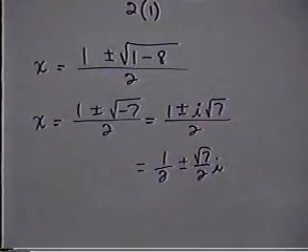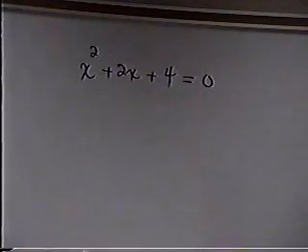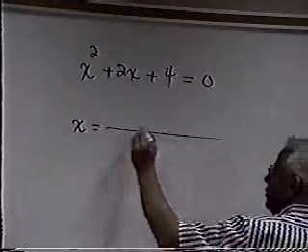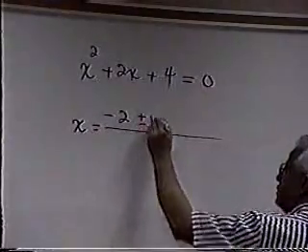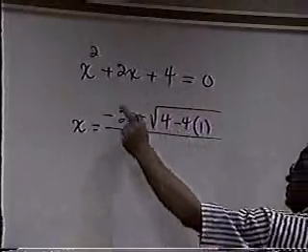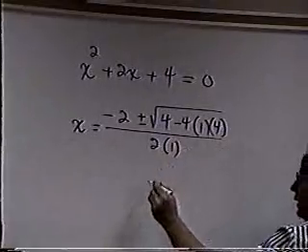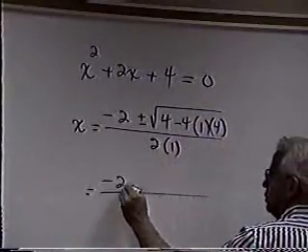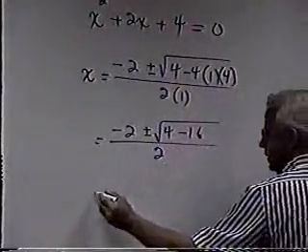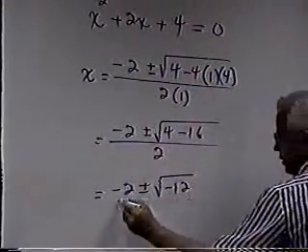All right, let's look at the last example now. Here we have an equation x squared plus 2x plus 4 equals 0. We want to solve for x using the quadratic formula. It would be minus 2 plus or minus the square root of the b part squared, 4, minus 4 times a, which is 1, times c, which is 4, all over 2 times a. So we get minus 2 plus or minus the square root of 4 minus 16, all divided by 2. So this is minus 2 plus or minus the square root of minus 12, all over 2.